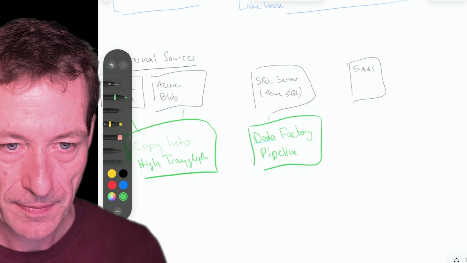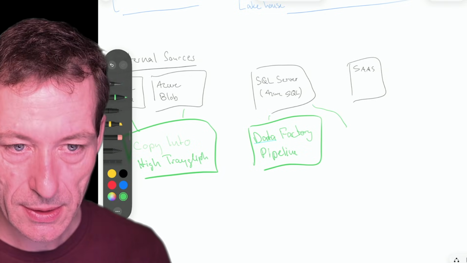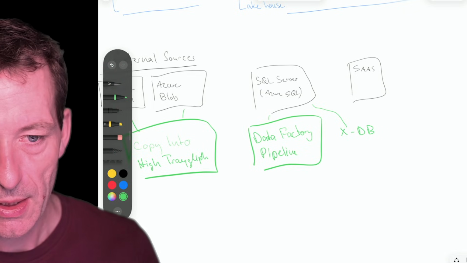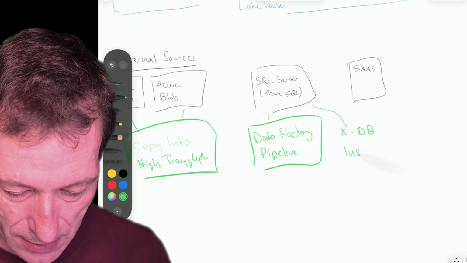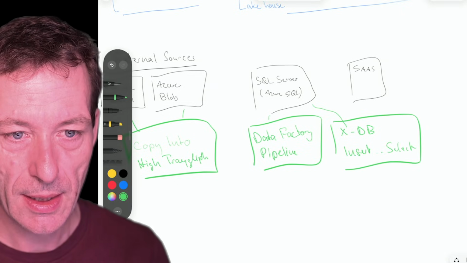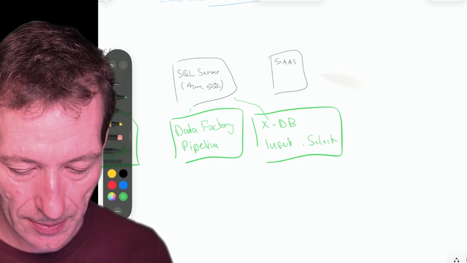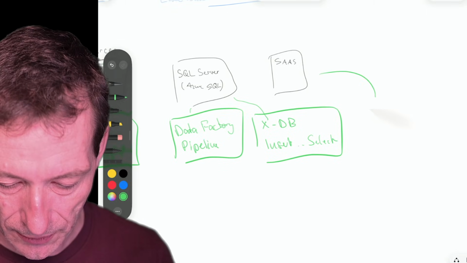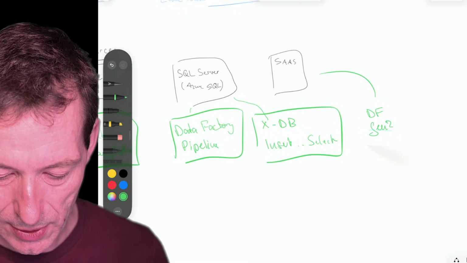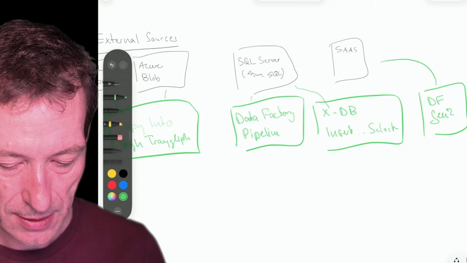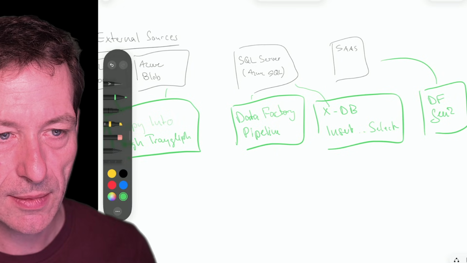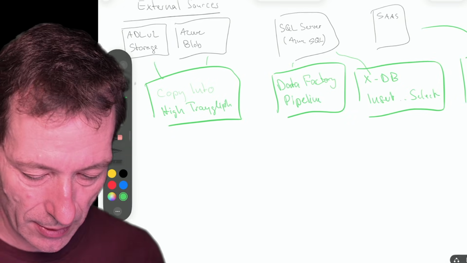You could also use cross-database queries, with insert and select. A different way. And for SaaS applications, you typically use Dataflow Gen2, which is the former Power Query. So you have different ingestion methods. In either way, your data goes into the Fabric warehouse.